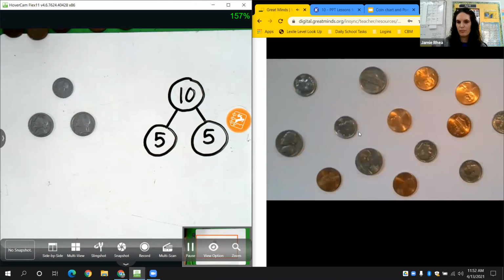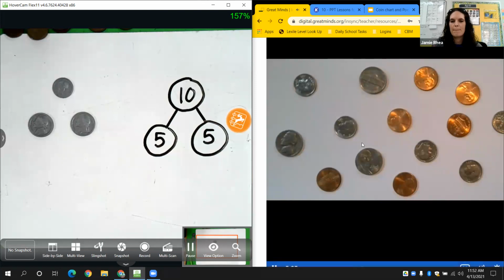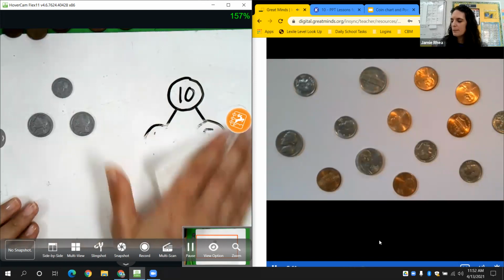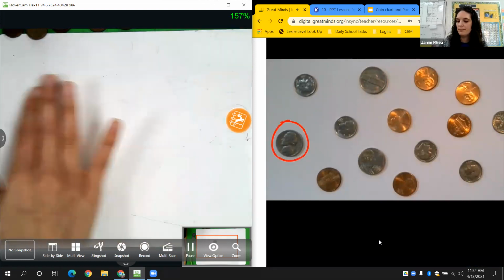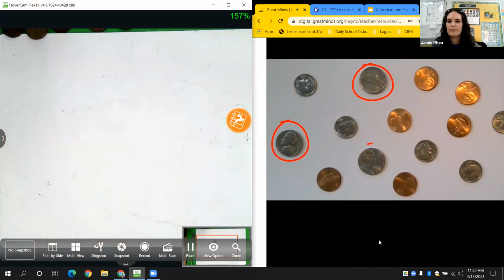Find all of the nickels that you have, or point to all the nickels on the screen. Let's find all the nickels on the screen. See how many you can find before she circles them. I'll circle the nickels on my screen. Did you find all 3?